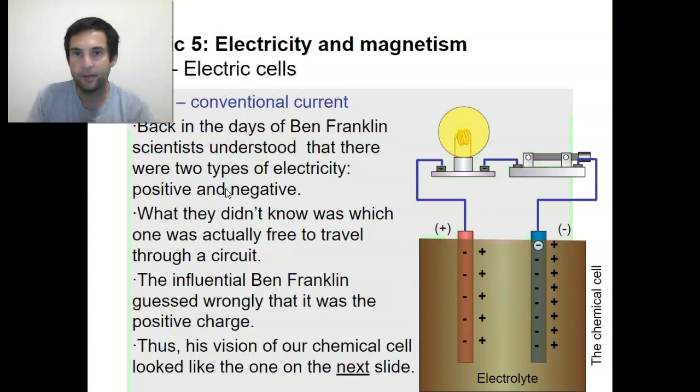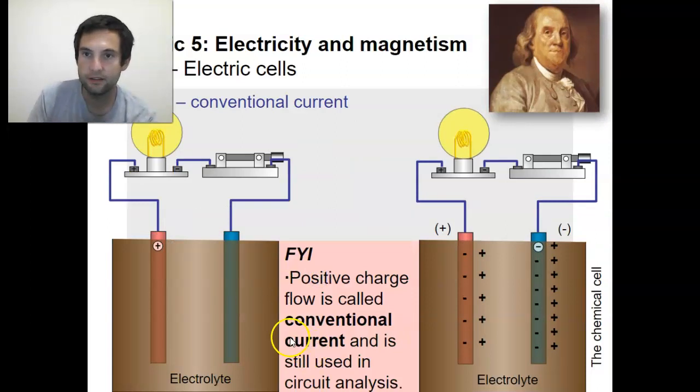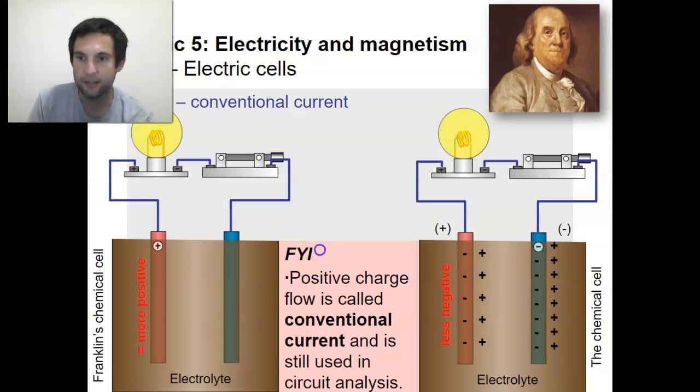Back in the days of Ben Franklin, going back to conventional current again, just as a refresher, scientists understood that there were two types of electricity, positive and negative. What they didn't know was which one was actually free to travel through a circuit. So Ben Franklin guessed wrongly that it was the positive charge that was flowing through the circuit. So his vision of chemical cell looked like the one on this slide. Positive charge flow is called conventional current and is still used in circuit analysis.